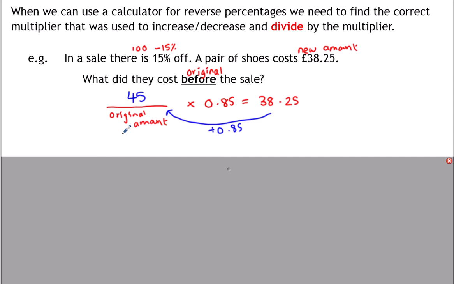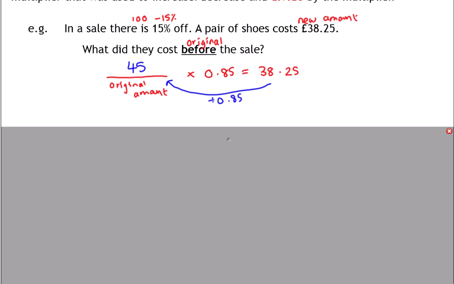It doesn't work. You have to use the same multiplier that was used to decrease, and you divide by that multiplier. That's where a lot of people go wrong. So we still use the 0.85, but instead of multiplying by it, like you would do in a normal question, you divide by it. Let's have a look at another one then.